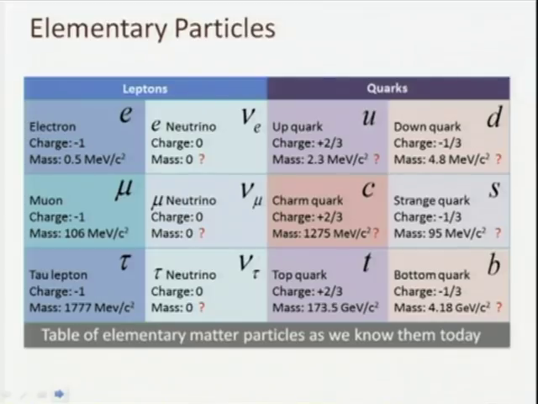It is 1777 MeV per c square, or 1.7 or 1.8 GeV per c square. These are three particles under leptons, three charged particles under leptons. Then there are three other neutral particles which are called neutrinos. There are three of them, each one linked with either electron, muon or tau.